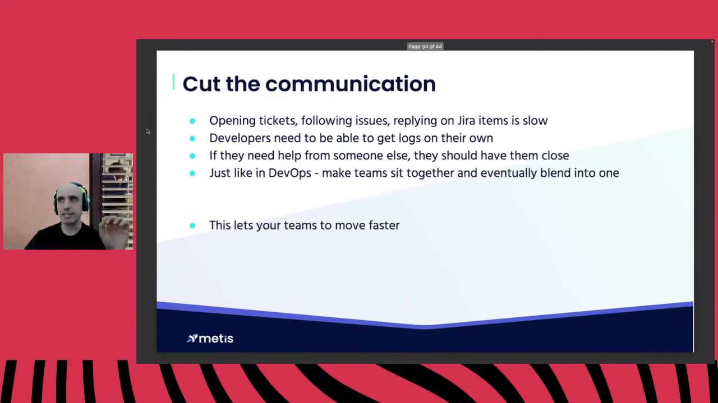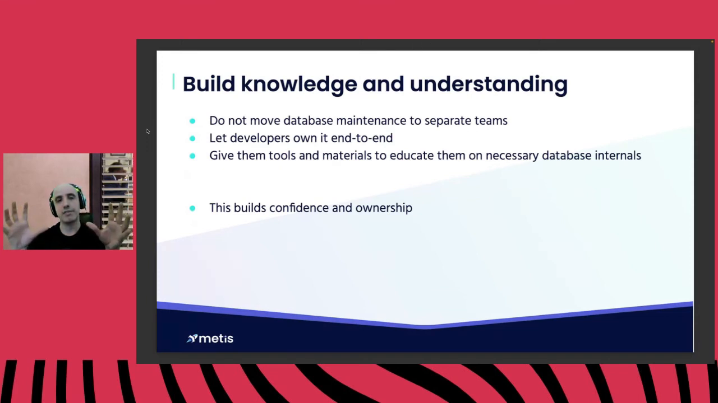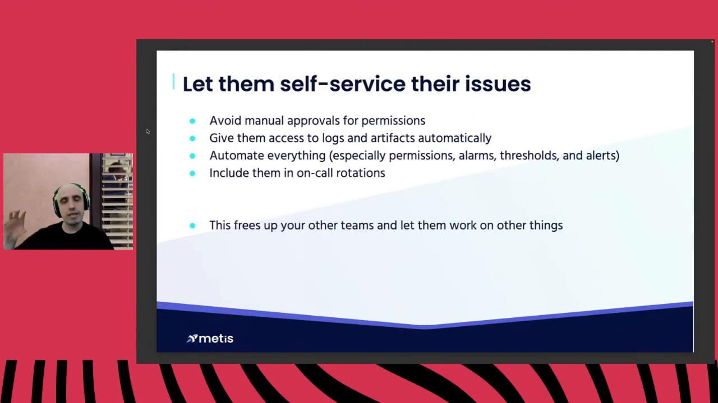We need to change the mindset of the developers, cut the communication, stop them from raising tickets, but instead own the databases and reason about them on their own so they can work within their teams much faster. We need to build the knowledge and understanding to give them this way to reason about everything in the databases, no matter whether it's trivial stuff or some low-level internals of the databases, so they can understand and realize that they are now the owners, and they can feel confident enough to reason about databases. And finally, we need to let them self-serve their issues. So when there are problems with the databases or whatever, it must be them who tackles those issues, not some DBAs, not some other teams, but developers.